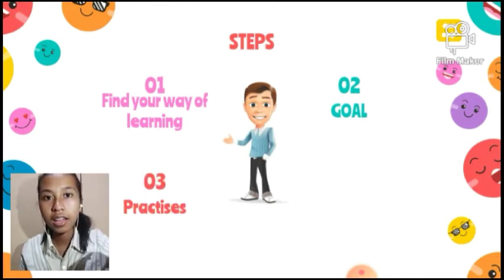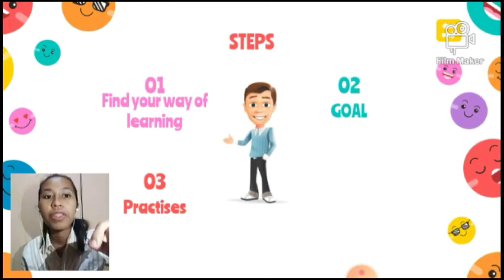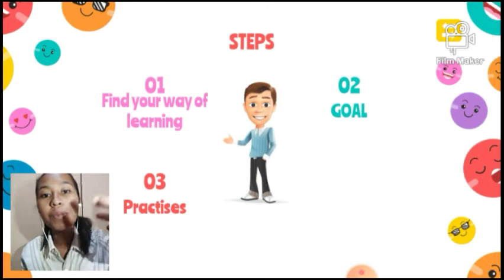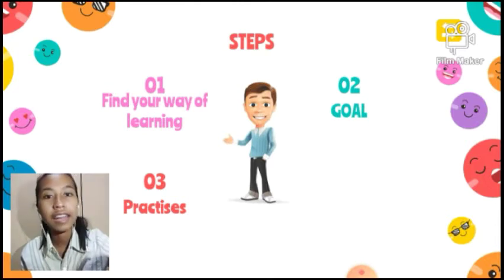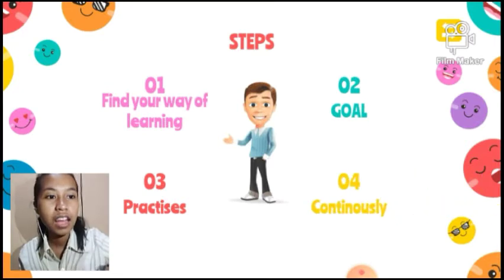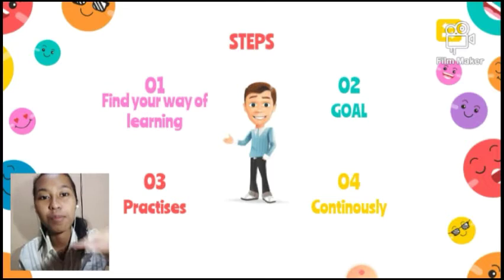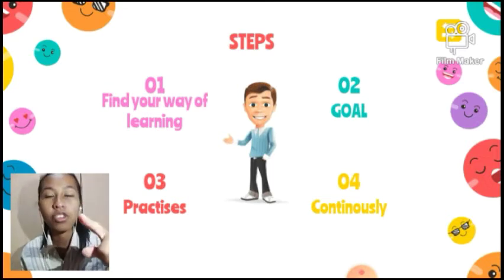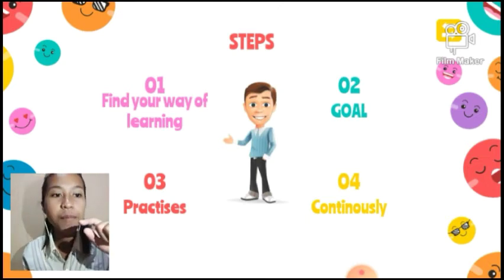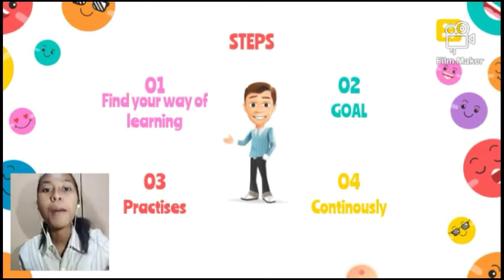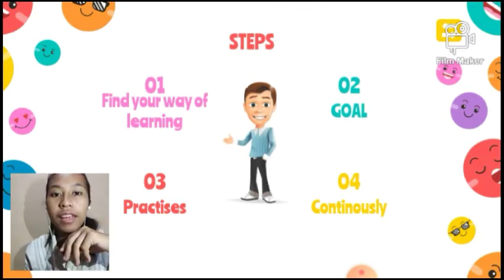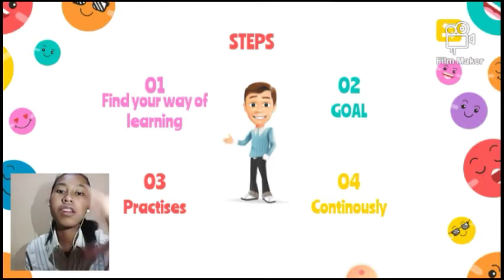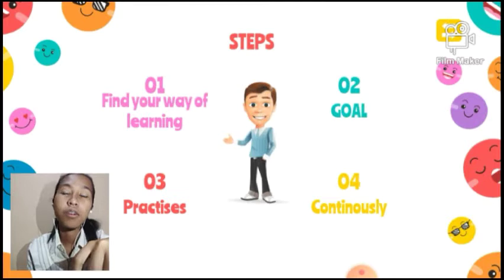Okay, the third step is practice. After you find your way of learning and you know your goal, you have to practice. But practice is not enough. So the fourth step of this slide, the most important thing, is continuity. This is the hard step we have to do in order to learn a language, in this case English. We have to practice continuously, not once in a while. Maybe you can set a schedule for learning, like 3 times a week. I think it's enough to lock yourself in a room and get yourself into some material, some videos or books you want to read in English in order to improve your English.